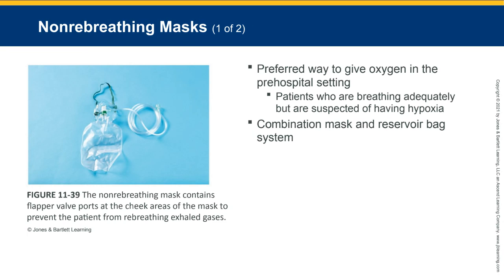So the non-rebreather mask is the preferred way to give oxygen in the pre-hospital setting for patients who are breathing adequately but are suspected of having hypoxia. So if you suspect hypoxia is present, high flow. It's a combination of mask and reservoir bag system, and the reservoir bag must be fully inflated before putting the device on the patient.